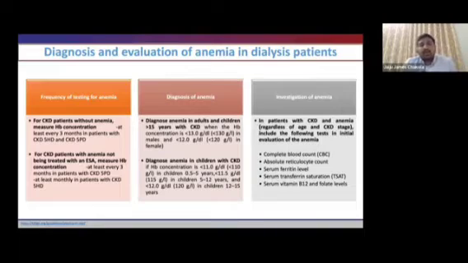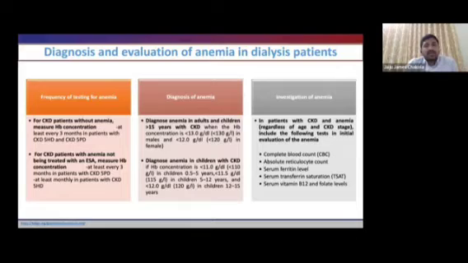How do we diagnose and evaluate anemia in dialysis? This is a very important slide where everything is put forward in one slide. So what is the frequency of testing for anemia? These are all KDIGO guidelines. For the CKD patient without anemia, measurement of hemoglobin concentration is required only every 3 months in patients with CKD 5 HD and CKD 5 on PD also. For CKD patients with anemia not being treated with ESA, measure hemoglobin at least every 3 months in patients with CKD 5 PD, and at least monthly in patients with CKD 5 on hemodialysis.